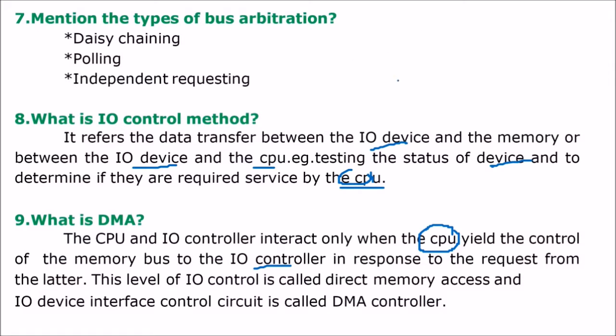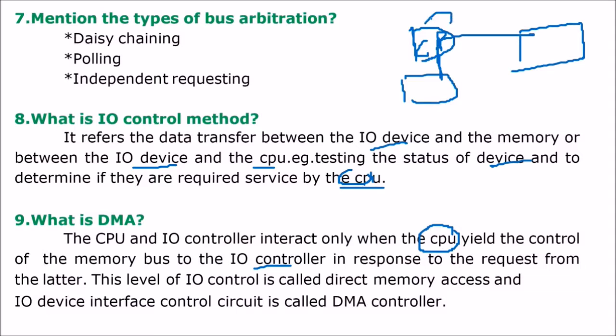Here, if you have input output, memory, and CPU, the CPU comes in between always. But if you want to bypass the CPU, you use DMA, which is a direct memory access from the IO.